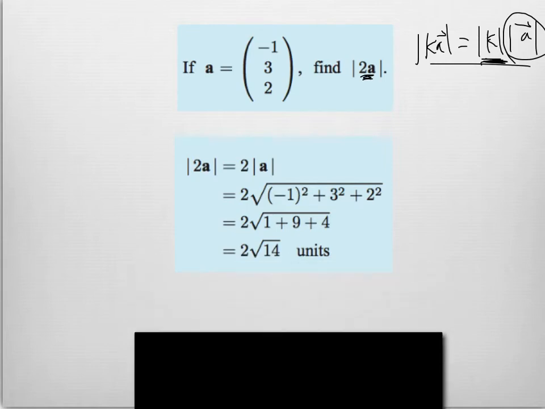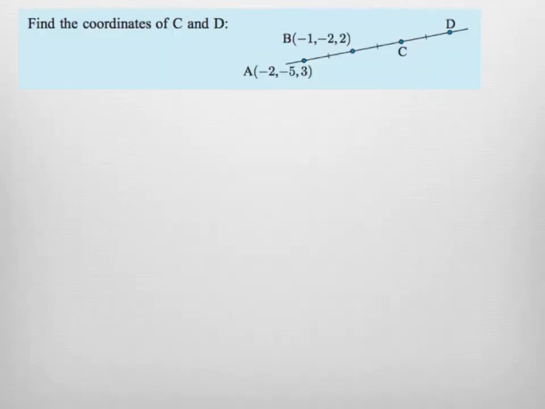Okay, here's a harder problem. It says find the coordinates of C and D given that we have this line here and the points A, B, C, D are all on this line. Notice that A and B are next to each other, then we have C and D, and we have 3 equal segments between these points.